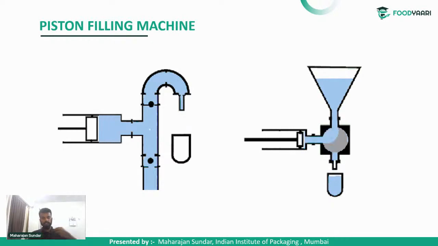During the suction stroke, the ball valve which is present here will open, and it inlets the product. And during the exhaust stroke, the piston will push the product from the cylinder, so that the upper check valve system will open, and it helps in dispensing and filling the product.